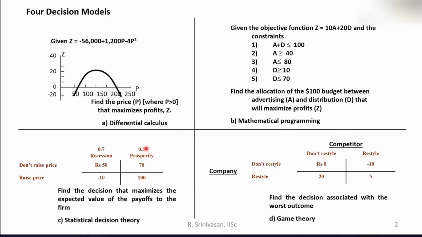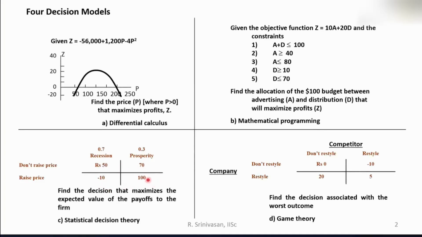Suppose in a prosperous situation, if you don't raise the price of the product, multiply this probability of prosperity by not raising the price, you are going to get 21 for this. Then for a recession, you are going to get 35 for this. So irrespective of whether it is recession or prosperity, if you don't raise the price of the product, the value of the payoffs is likely to be 21 and 35.